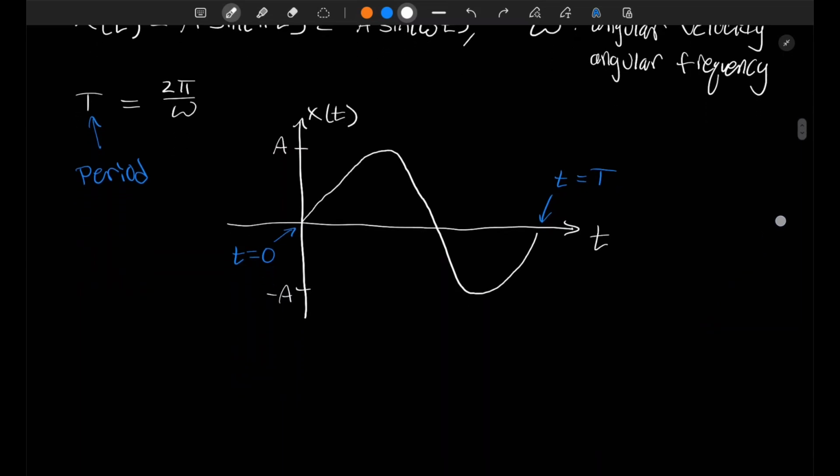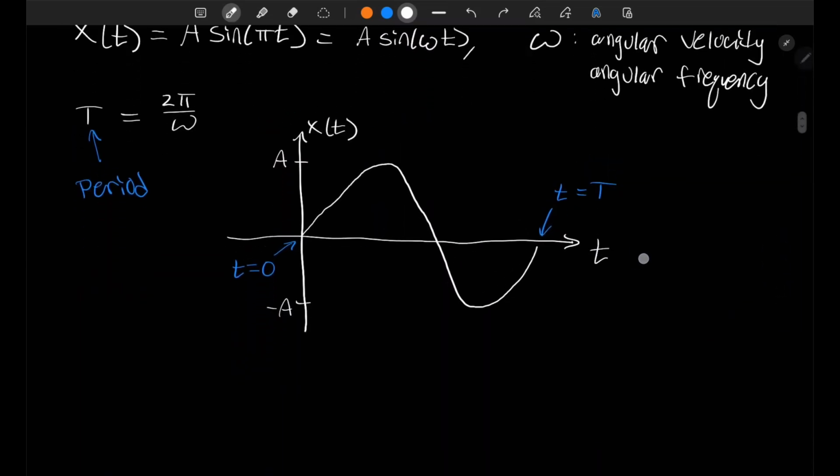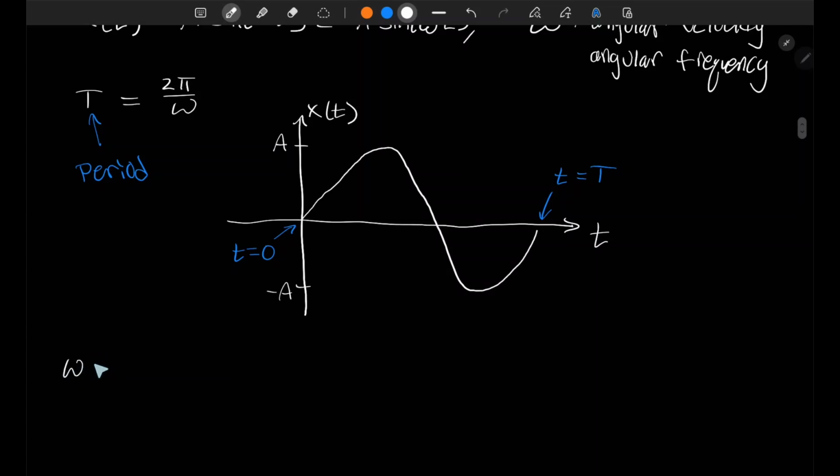Okay. So now, what is our omega? Well, our omega is just going to be pi. So omega for us is equal to pi. But that means, what is our period? It means that our period is equal to 2 pi divided by omega, which is pi. So this is equal to 2 seconds. So our period is 2 seconds. So we can say that this T is equal to 2 seconds.